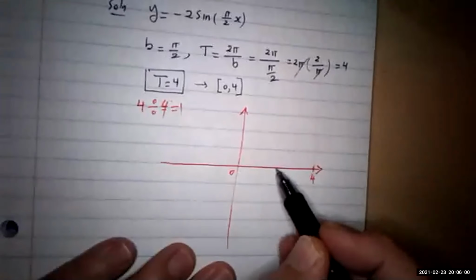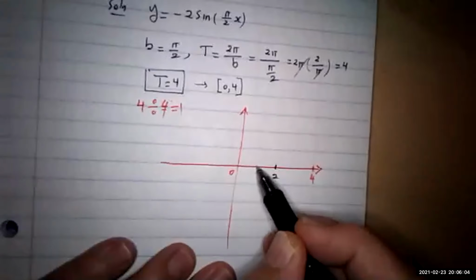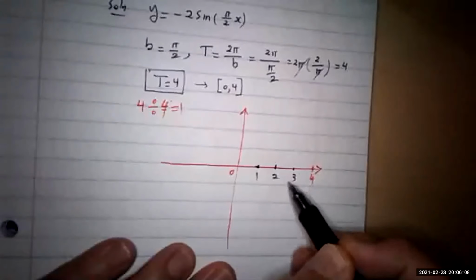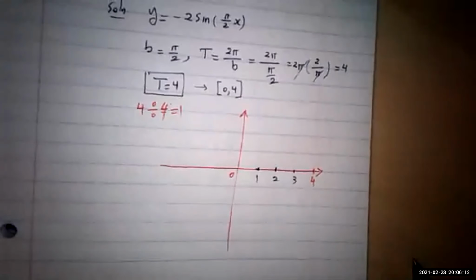You divide it by 2, so that gives you the midpoint. You divide it again, and that gives you the quarter points. 0, 1, 2, 3, 4 subinterval marks. Any question? We always divide by 4 because we know that this is what would happen for the sine.